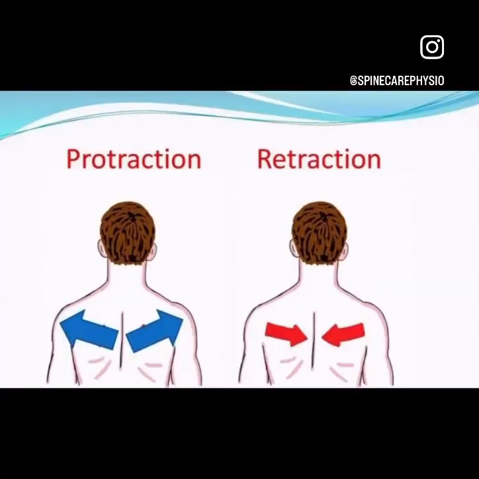Now, let's talk about protraction and retraction. Movement of the scapular blade or scapula away from the spine is called protraction, and movement of the scapula towards the spine is called retraction. The muscles involved in protraction are serratus inferior and pec major and pec minor. The muscles involved in retraction are rhomboids major, minor, and medial trapezius.